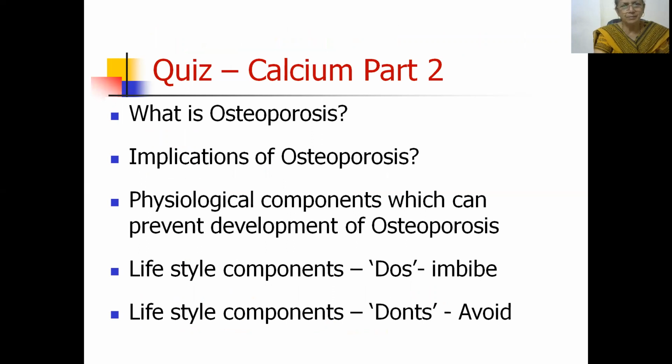And the points to remember from this are: what is osteoporosis? What are the implications of osteoporosis? What are the physiological components which can prevent development of osteoporosis, and therefore absence of which can lead to osteoporosis? What are the lifestyle components which we must imbibe in order to prevent osteoporosis? What are the lifestyle components which we must avoid to avoid osteoporosis? So we will stop here.